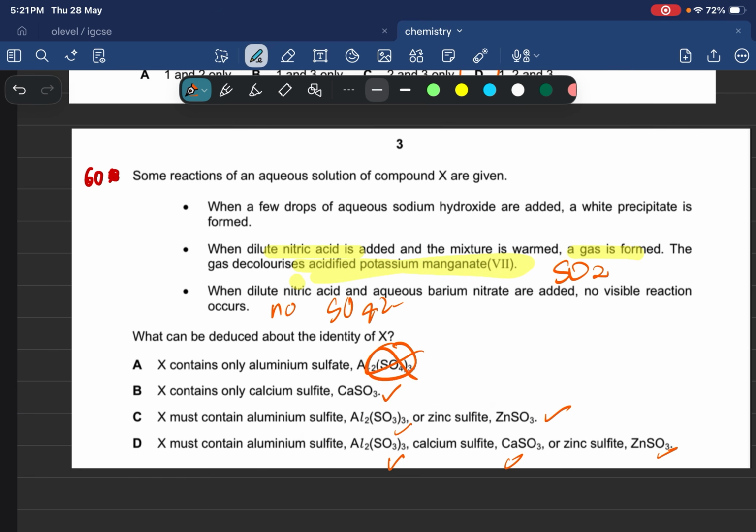Now let's read the statements carefully. Option A is a cross. X contains only calcium sulfide. When a few drops of aqueous sodium hydroxide are added, a white precipitate forms. For calcium, we form a precipitate, okay? X must contain aluminum sulfide or zinc sulfide. Why must contain? There's no must. X must contain aluminum sulfide, calcium sulfide or zinc sulfide.